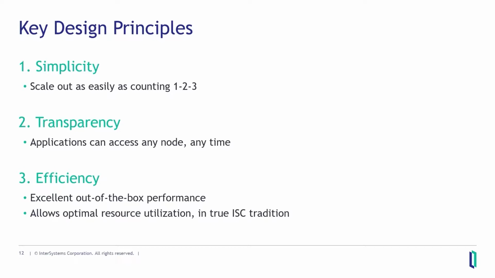It should be transparent for your applications. Your applications shouldn't care whether there's a 4-node cluster or a 10-node cluster or a 50-node cluster running underneath. That should be transparent. And it should be efficient, playing into the cost effectiveness thing, making sure that you get very good performance out of the box. And if you add more resources, we'll make use of them in the most efficient fashion, because that's what you're used to from us.